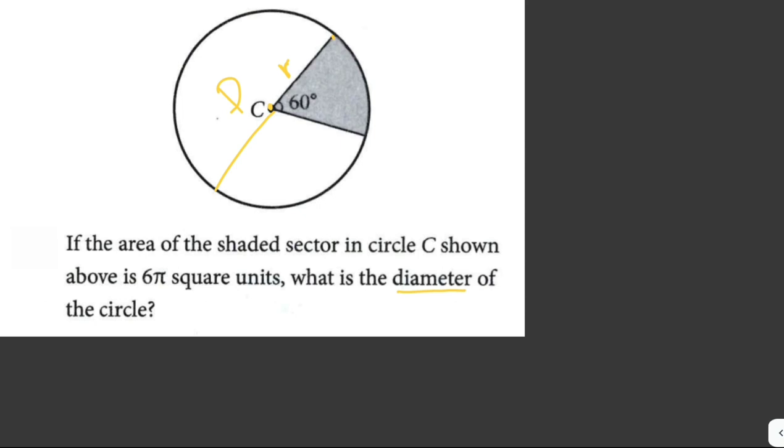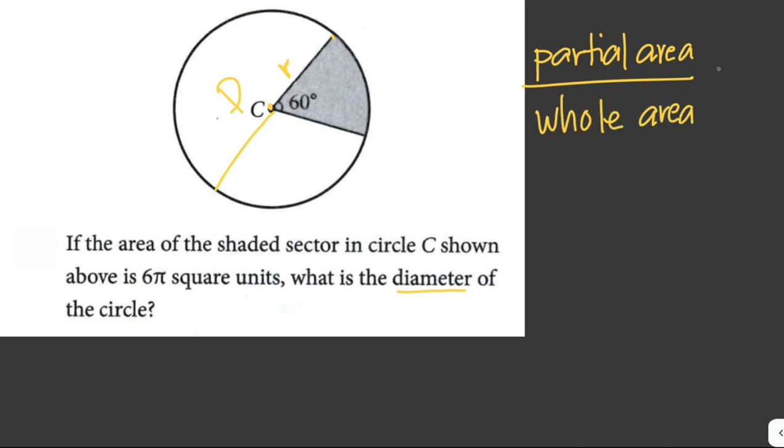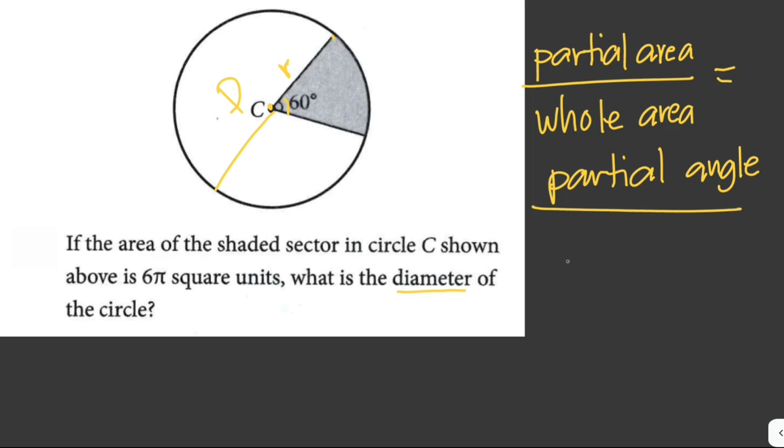Now, to solve this problem, since we are given the partial area, we can use the relationship that the area of the sector is to the whole area, and then we equate this to the given angle, the central angle, the partial angle, is to the measure of the entire circle, or the whole angle.